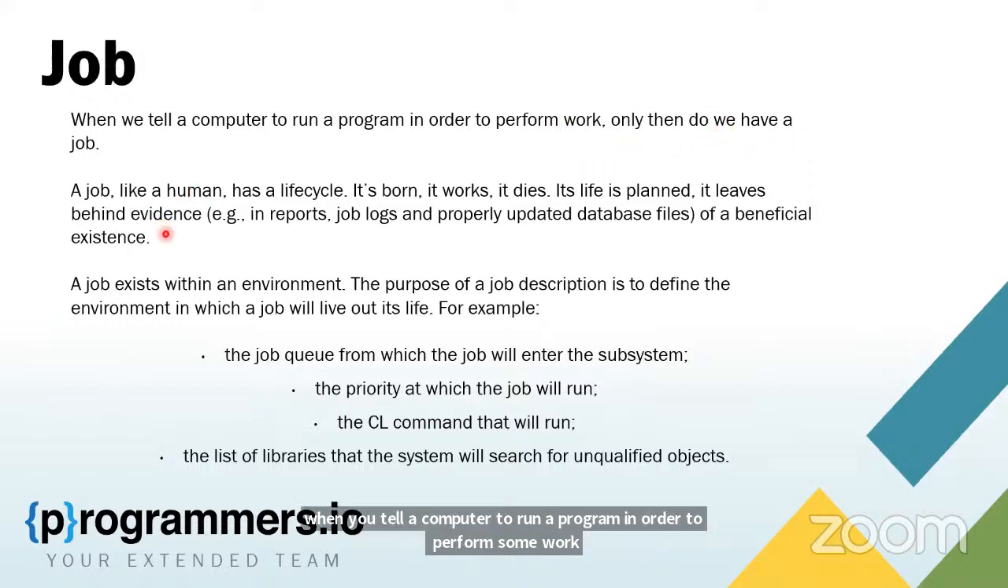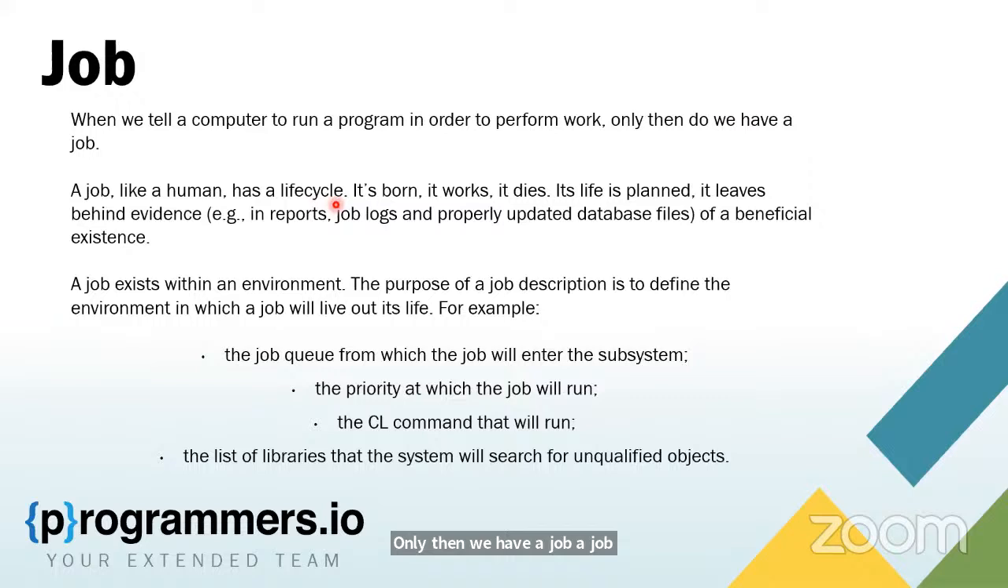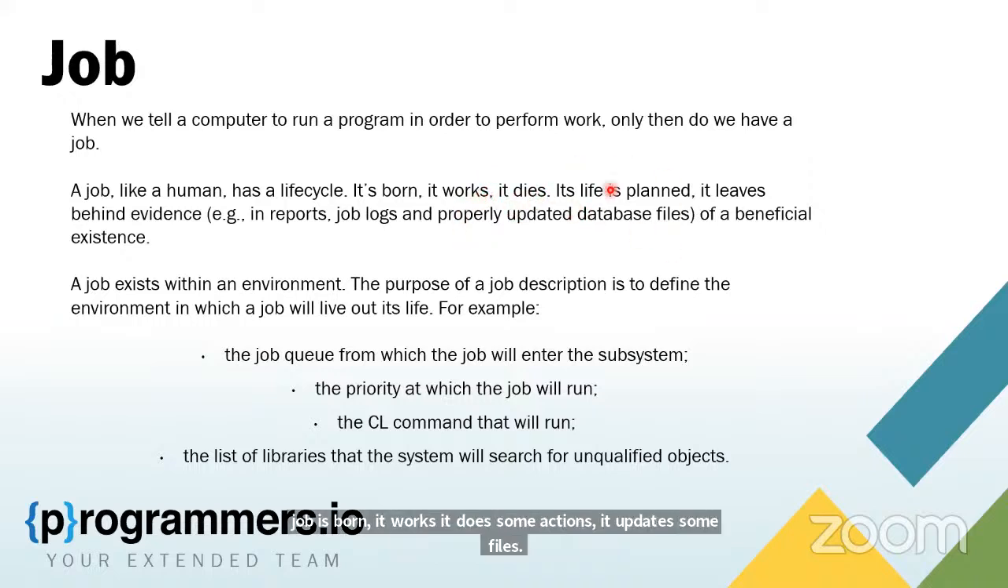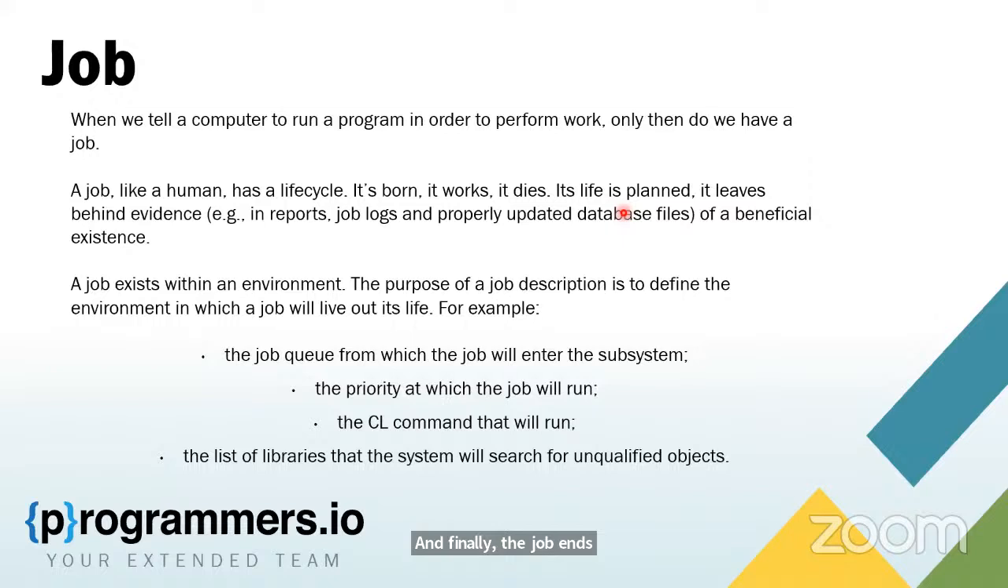we have a job. A job, like a human, has a life cycle. A job is born, it works, it does some actions, it updates some files, and finally the job ends. It's life. We are planning how this job has to run, what programs have to be called, in what sequence, what files it should update, what reports it should produce, and whether all the job information has to be tracked in a job log or not, and so on.